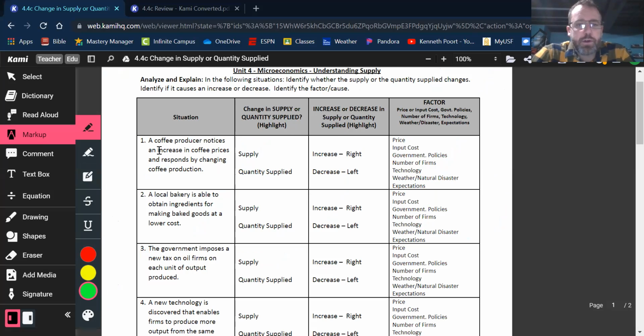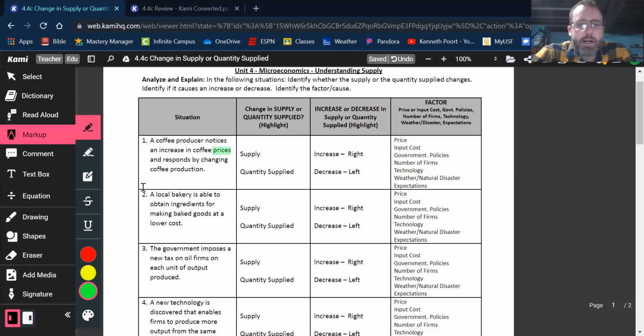So a coffee producer notices an increase in the coffee prices, all right, and responds by changing coffee production. Okay, so when we see it like that, when we see that kind of bang, bang, price changes, production changes, we know our answer is going to be without a doubt quantity supplied.